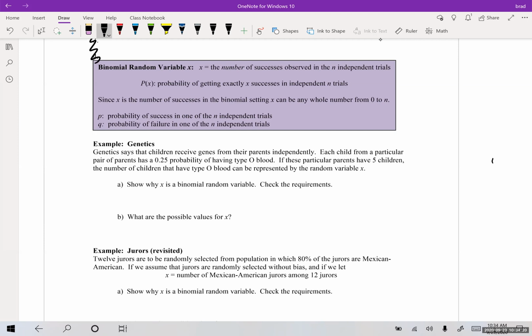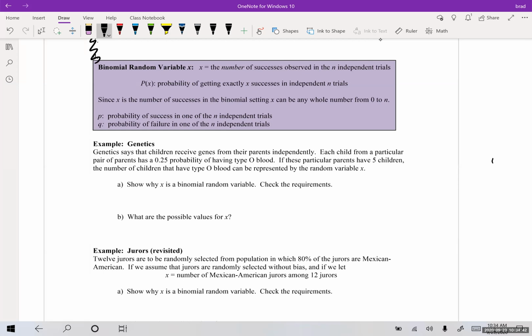So genetics says that children receive genes from their parents independently. Each child from a particular pair of parents has a 0.25 probability of having type O blood. If these particular parents have 5 children, the number of children that have type O blood can be represented by the random variable x. Show why x is a binomial variable and check the requirements. Okay, so let's take a look at that.